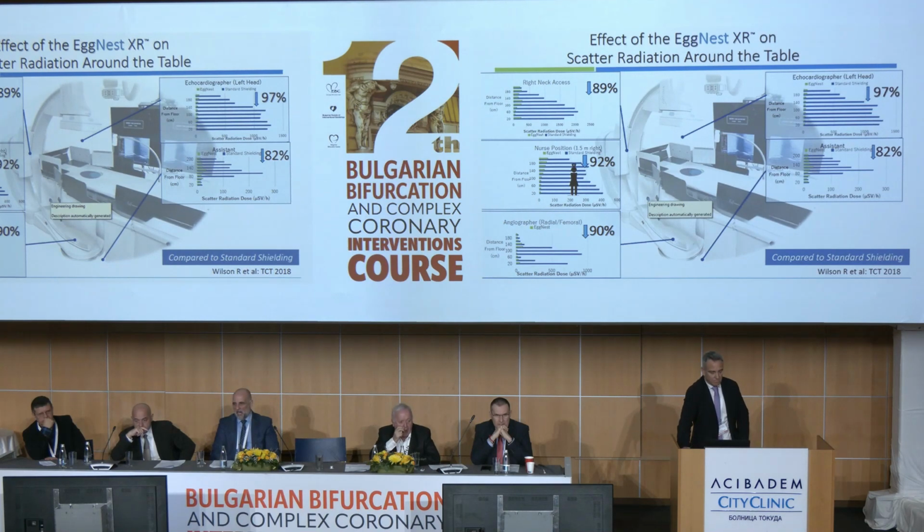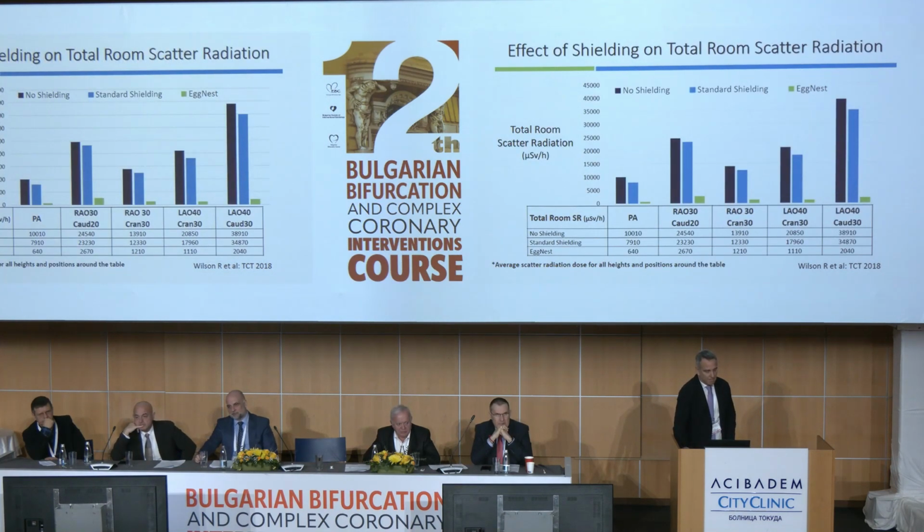So these are the numbers once again. It protects you in every single part. It reduces the scattered radiation. Also it depends on the position of the head. The PA gets lower, and the LAO 40, caudal 30 has more radiation. Also, for example, when you do the laterals, they get more, but we rarely use it.